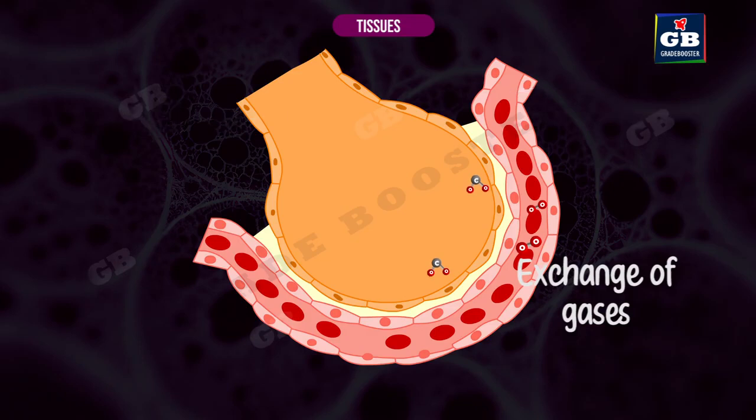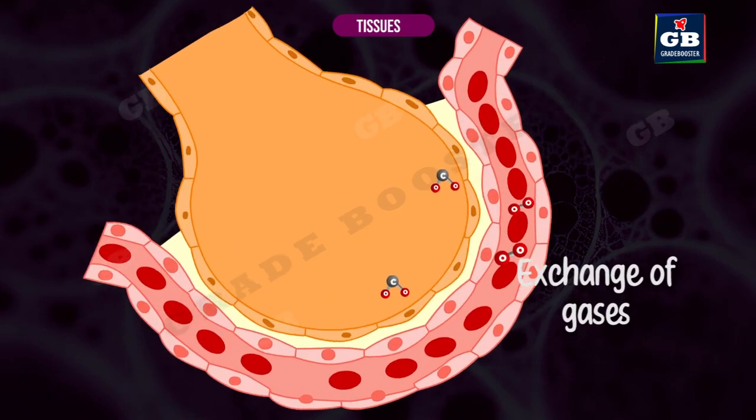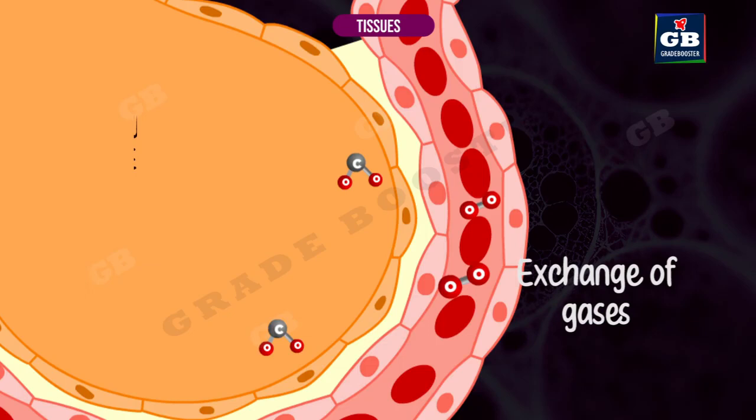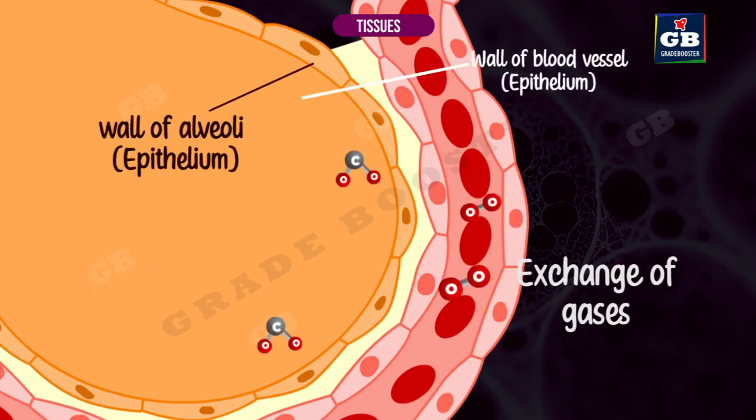So here, the oxygen and carbon dioxide cross the walls of alveoli and blood vessel. The wall of alveoli and the wall of blood vessel are made up of single layer of epithelial cells. So, the epithelium plays an important role in regulating the exchange of materials between the body and external environment. So this is about the features of epithelial tissue.